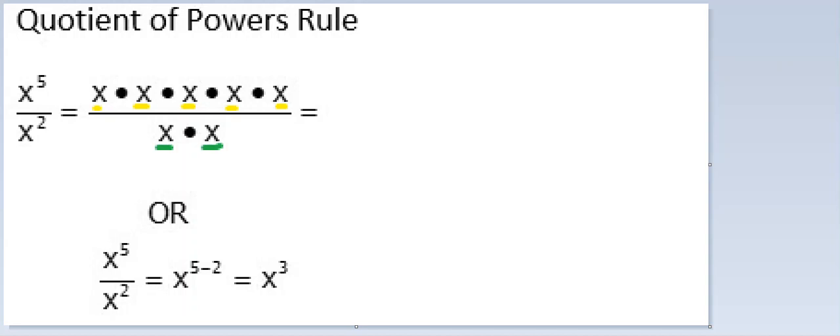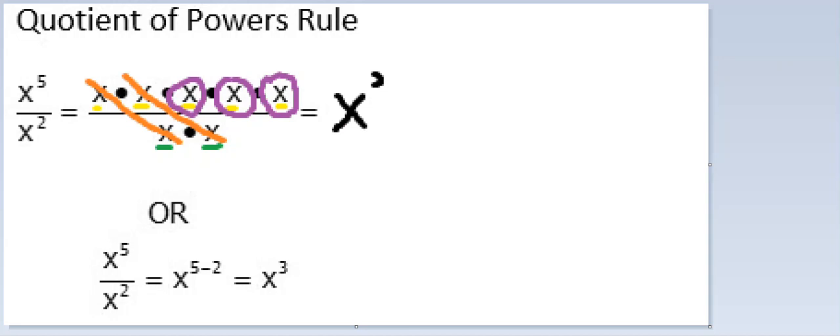Now, when we're dividing, what we're really doing is those x's are canceling out. So the x would cancel out, that x would cancel out. And then we can count up how many x's we have left. We have 1, 2, 3 x's. So that means that our answer would be x to the third power.